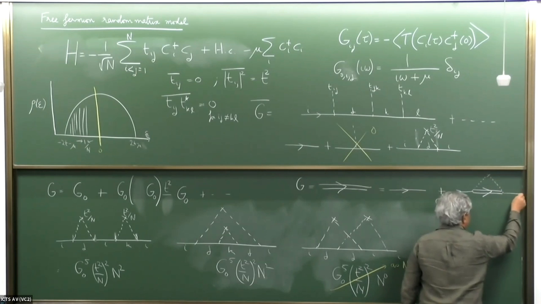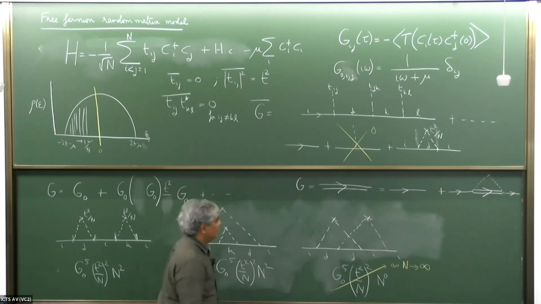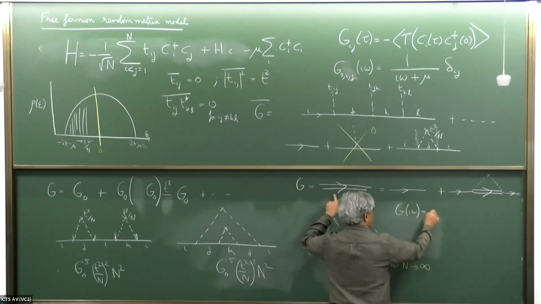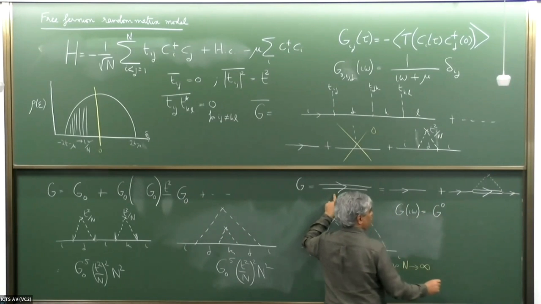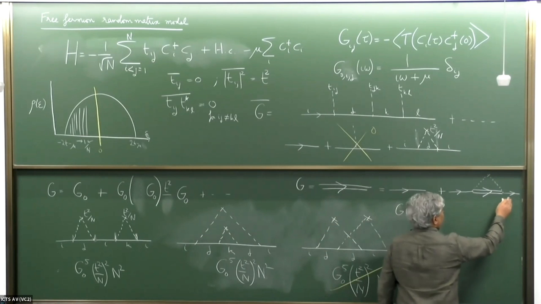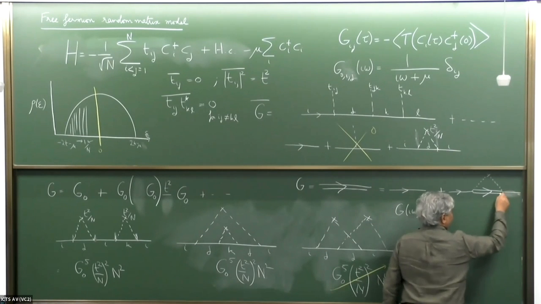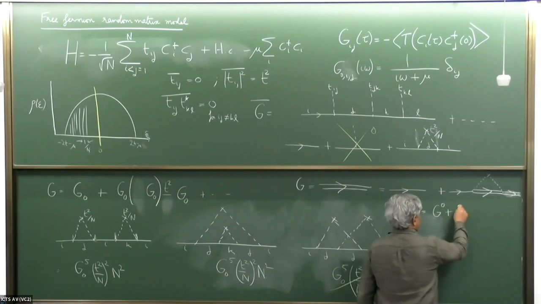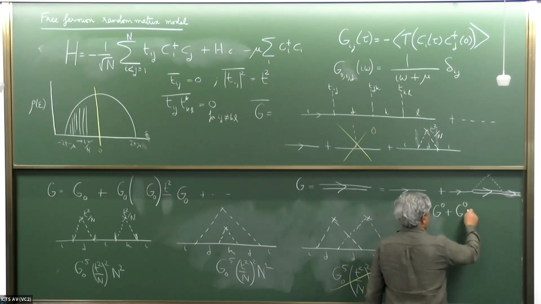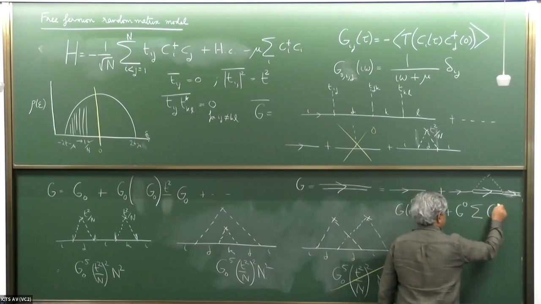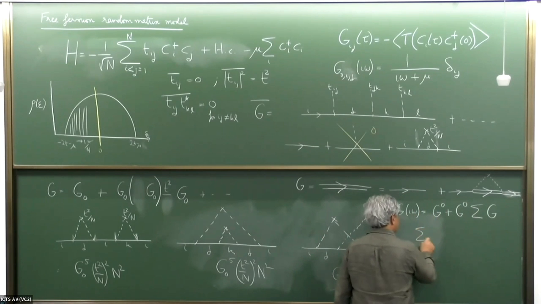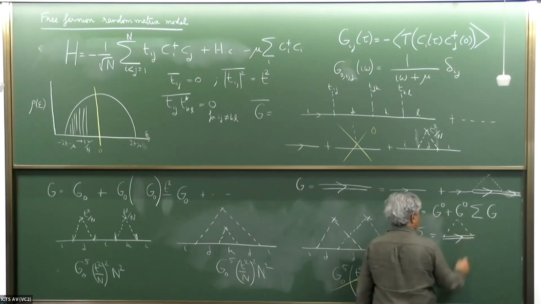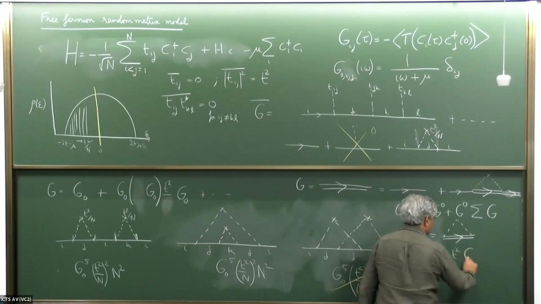And then another bare graph. Yeah, I think that's right. So this equation graphically is the equation G of I omega is equal to G0... that's a full line there. G0 plus G0. So we're going to write all this sigma times G0 times G. And sigma is this graph, and in this case just equal to T squared G.